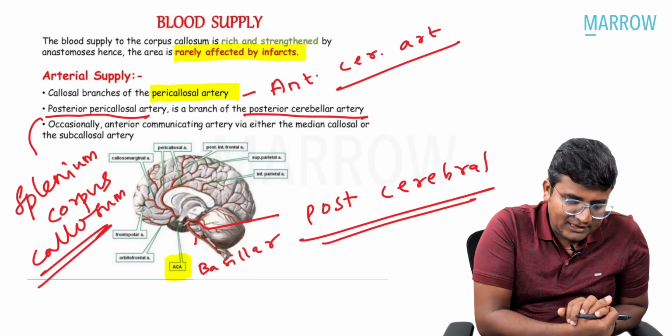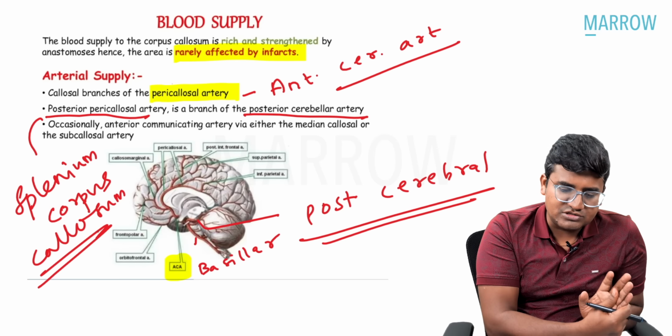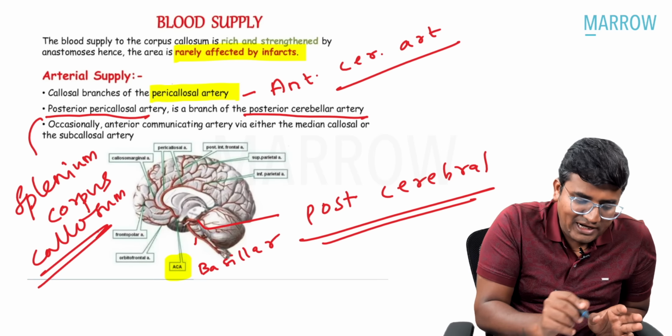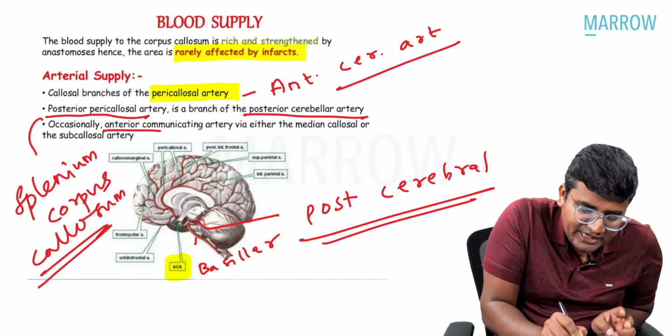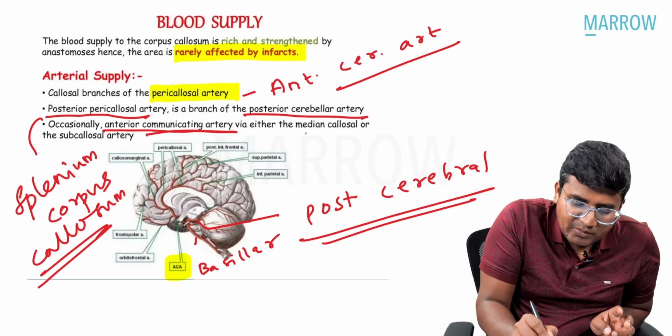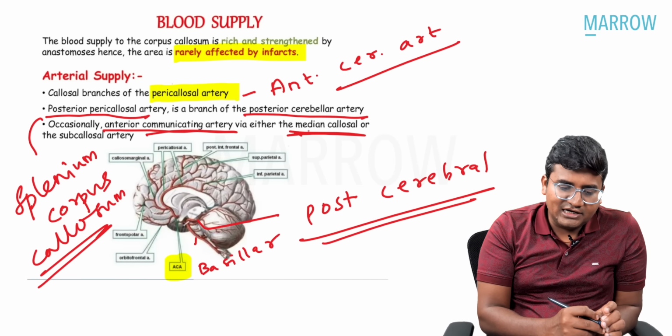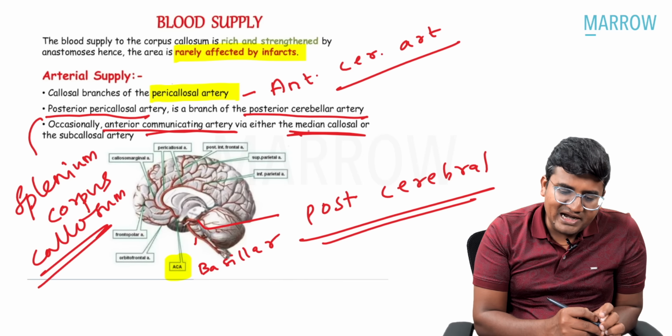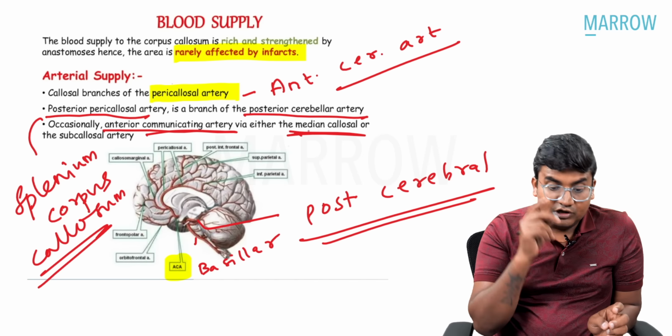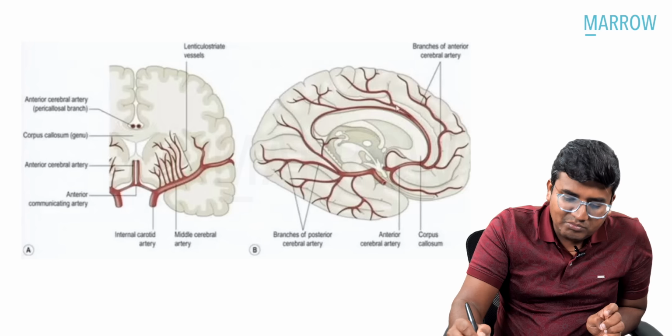Okay, and the anterior part of the corpus callosum is also supplied by our anterior communicating artery, that is also giving the median callosal artery. Okay, the anterior communicating artery also gives the median callosal artery. Now please remember our middle cerebral artery.